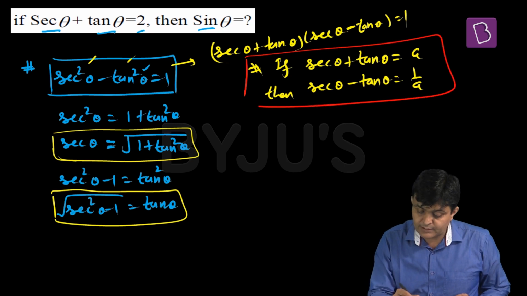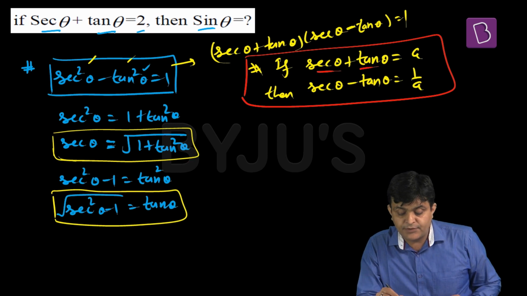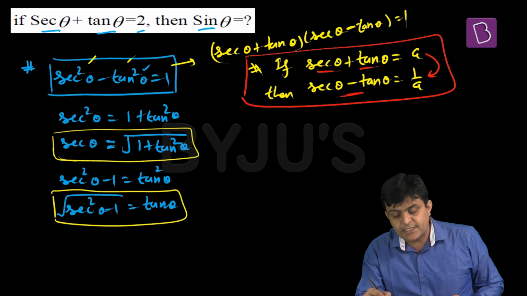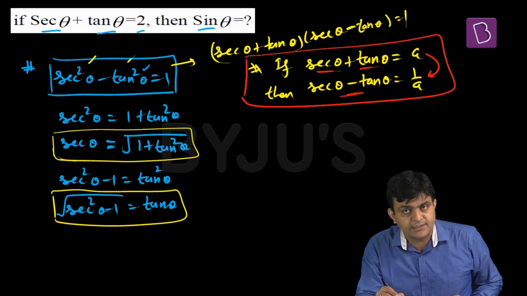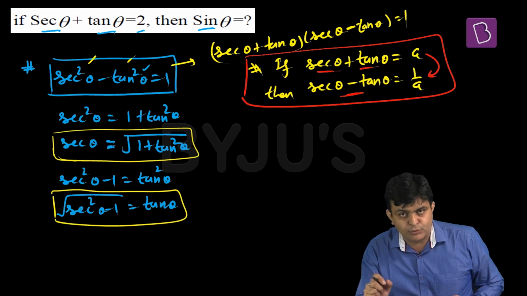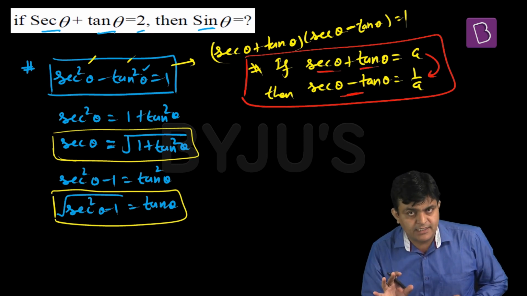Important for us. If secant theta plus tan theta is given and we require secant theta minus tan theta, so make reciprocal a then 1 by a, and vice versa. If secant theta minus tan theta is given, then make reciprocal and we get secant theta plus tan theta. They are reversible, they are reciprocal of each other. Right? With this basic we can solve this question easily.